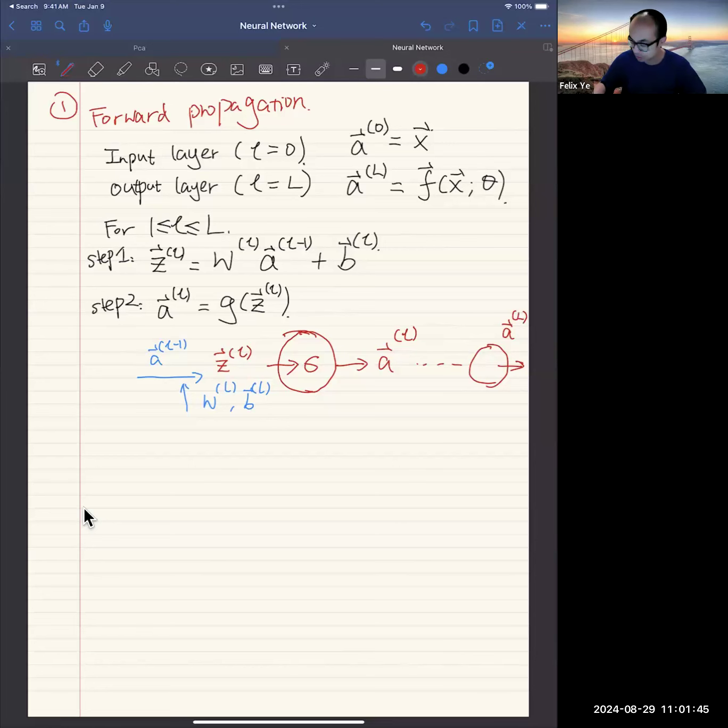This is very interesting. You can think about it as two parts. The first part is the linear transformation, the linear layer. Then we have the activation part.